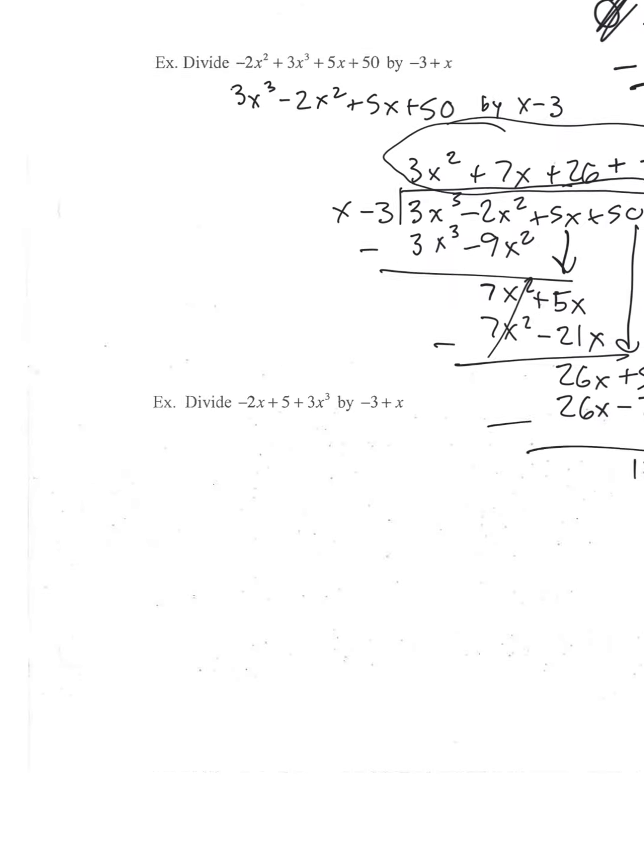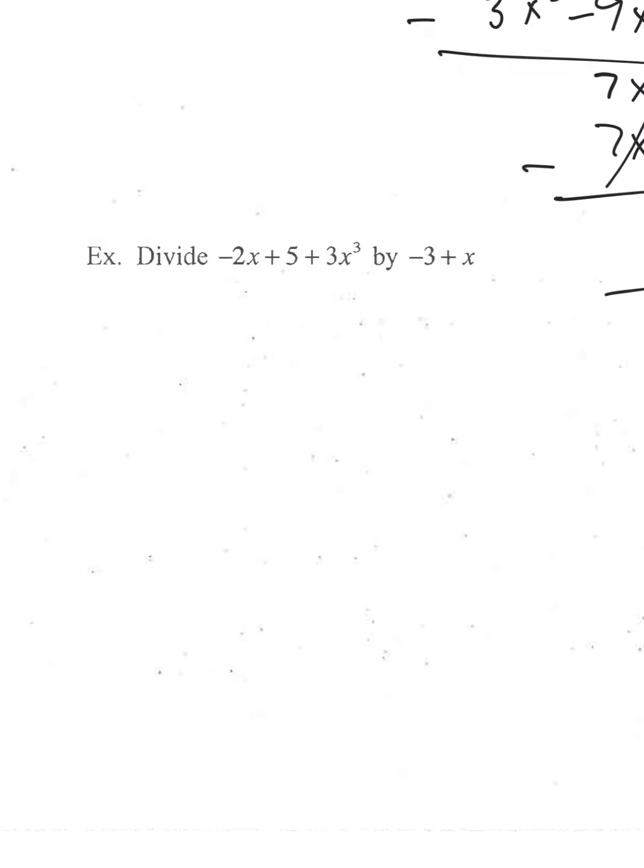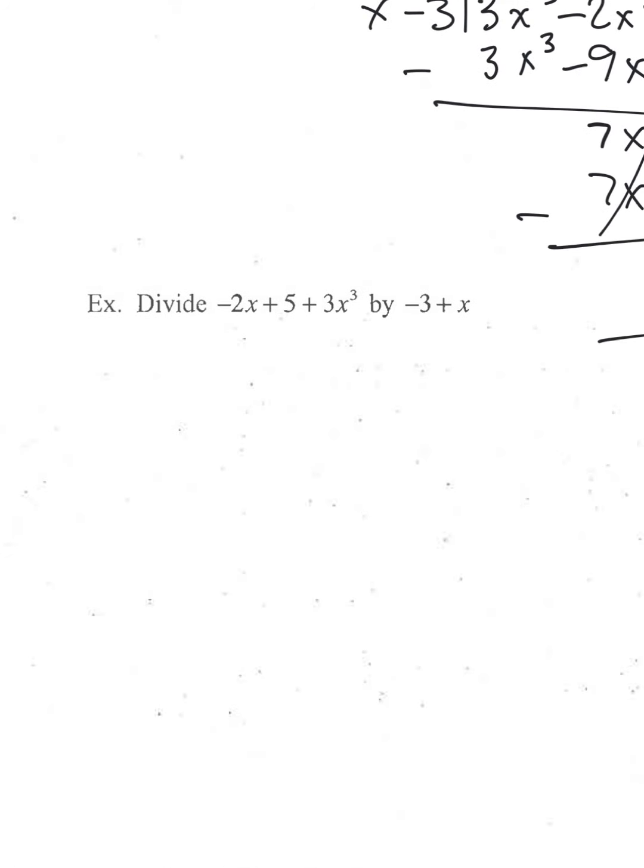All right, we got one more. So what I'm going to do here, once again, we should notice that our dividend, the thing that we're dividing, minus 2x plus 5 plus 3x to the third, we're dividing that by negative 3 plus x. This does not have its exponents in descending order, so we're going to do that. We're going to rewrite it as 3x to the third minus 2x plus 5.